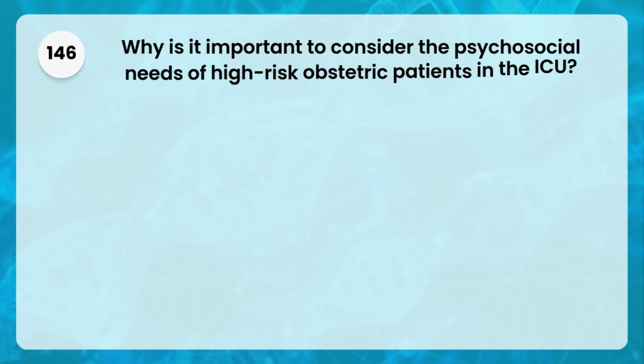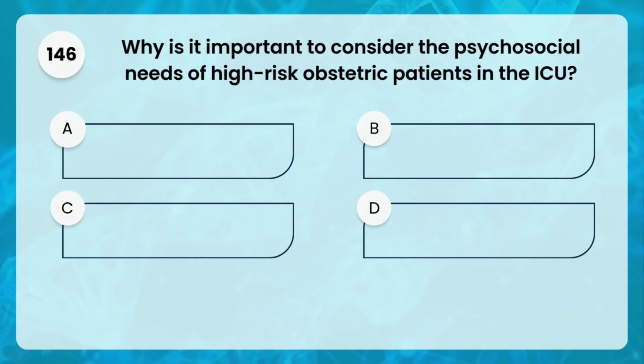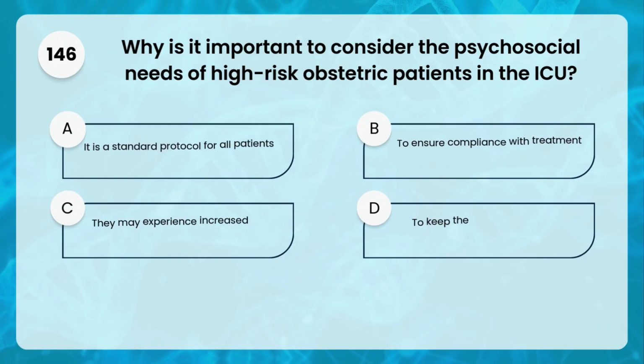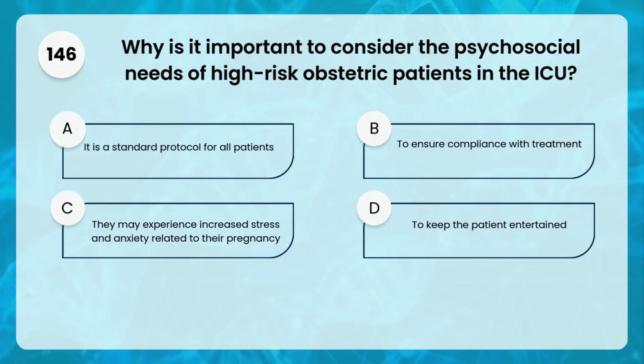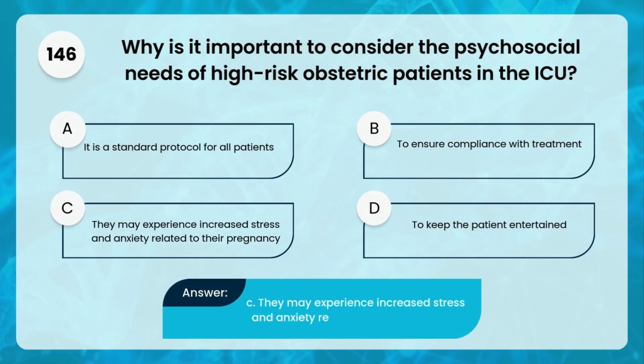146. Why is it important to consider the psychosocial needs of high-risk obstetric patients in the ICU? A. It is a standard protocol for all patients. B. To ensure compliance with treatment. C. They may experience increased stress and anxiety related to their pregnancy. Or D. To keep the patient entertained. The answer is C. They may experience increased stress and anxiety related to their pregnancy.